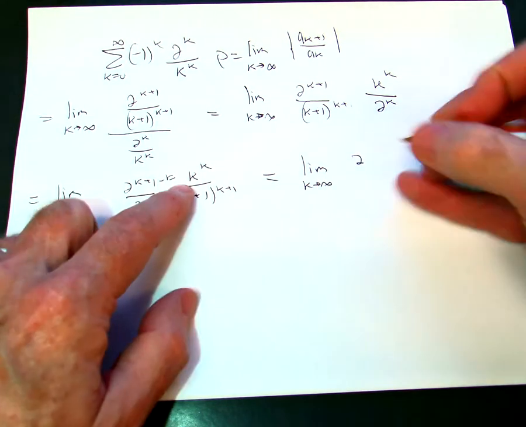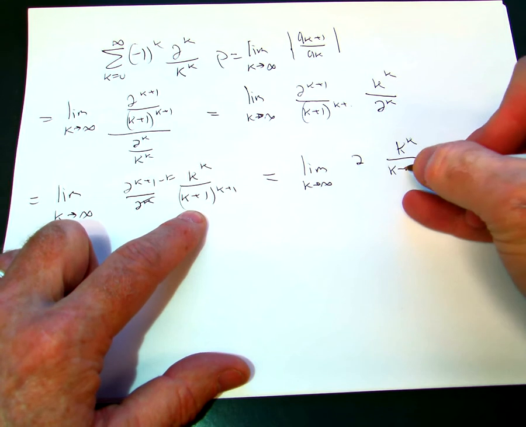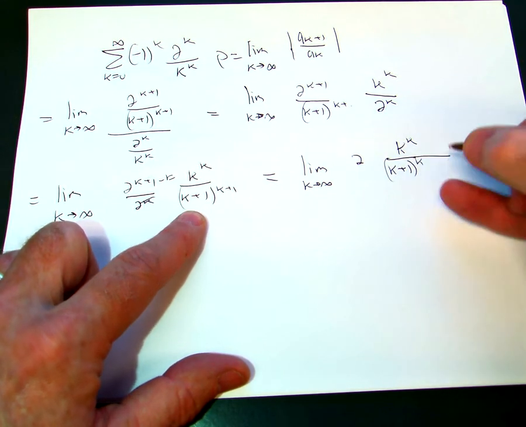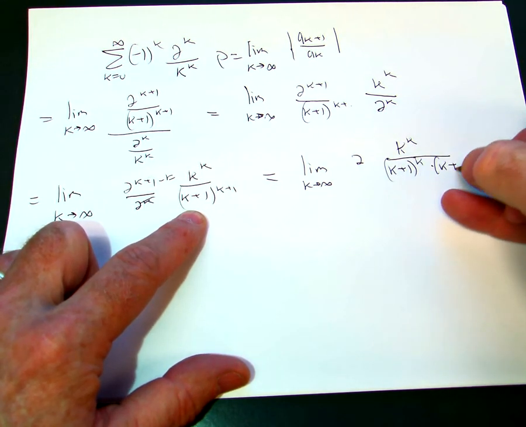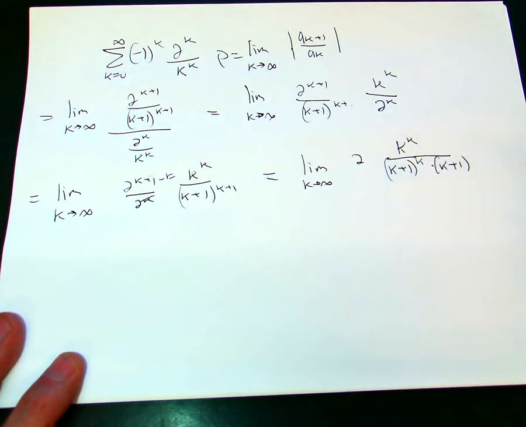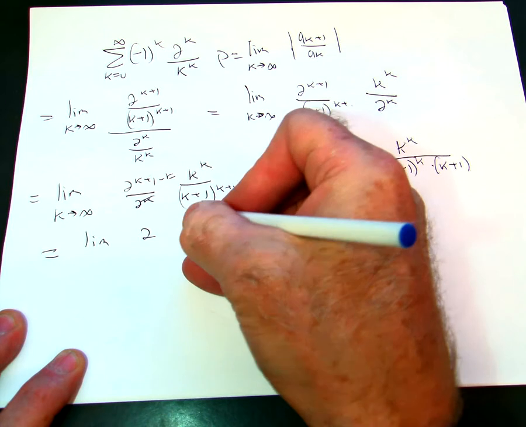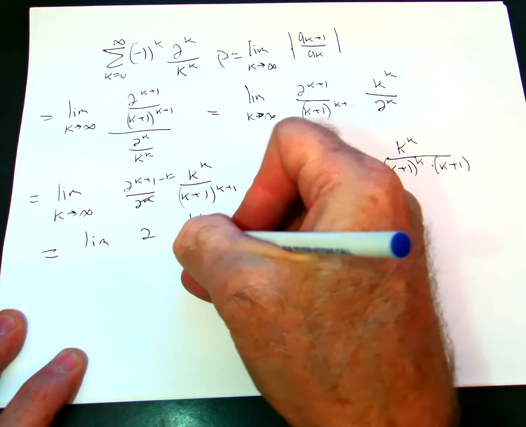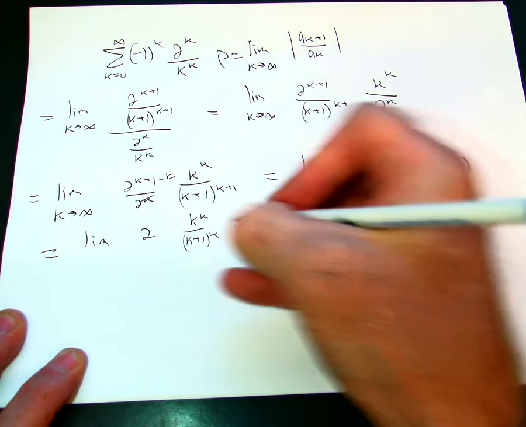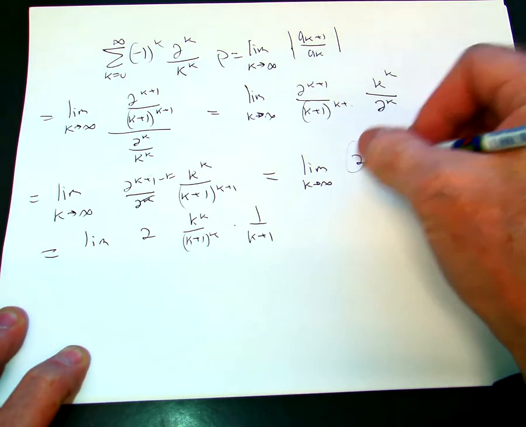This one's a little trickier. What I'm going to do is I'm going to write k to the k. I'm going to get (k+1) to the k times (k+1). Now essentially, these are just going to cancel out, and I am going to be left with this k+1 term. But let me write this out a little bit differently. I'm going to write k to the k over (k+1) to the k, times 1 over (k+1). So I just split this into this part and this part.